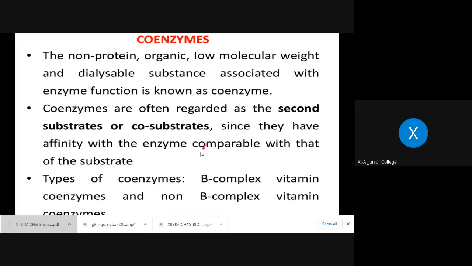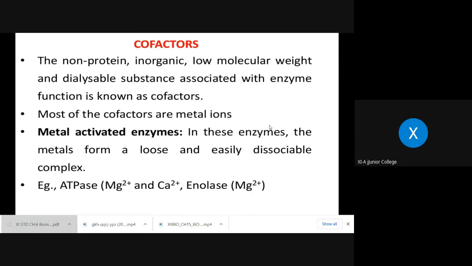So the types of coenzymes: for example, B complex vitamin coenzymes and non B complex vitamin coenzymes. These are the two types of coenzymes. One category is B complex vitamin coenzymes and the other is non B complex vitamin coenzymes. Now, cofactors.